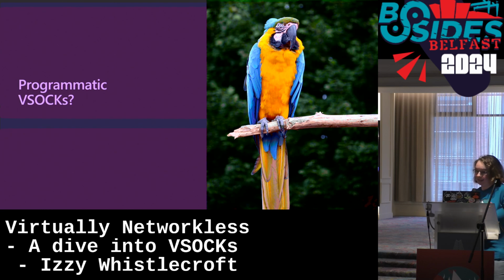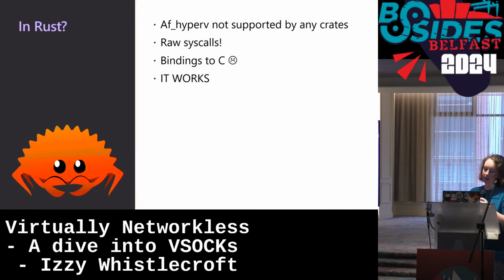So could we do this programmatically and in Rust? Well, it turns out HVC must be doing this, so we can. But AF Hyper-V isn't supported by any crates at the minute. VSOCK is supported by the Socket2 crate, I believe, but not this one. So unfortunately, my rather messy code, which I opted not to include, is using some rather nasty raw syscalls from the Windows crate, some sad bindings to C, but importantly, it did in fact work.